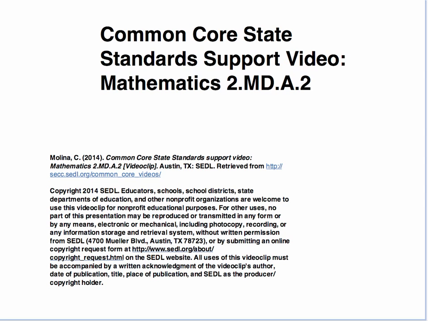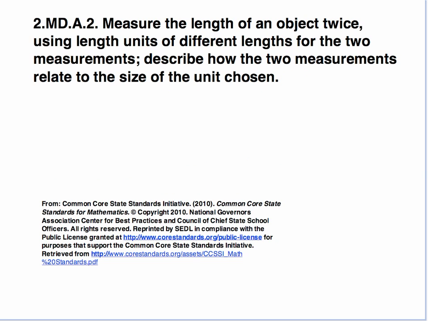This is a Common Core State Standard Support video for mathematics. The standard is 2.MD.A.2. This standard states: measure the length of an object twice using length units of different lengths for the two measurements. Describe how the two measurements relate to the size of the unit chosen.